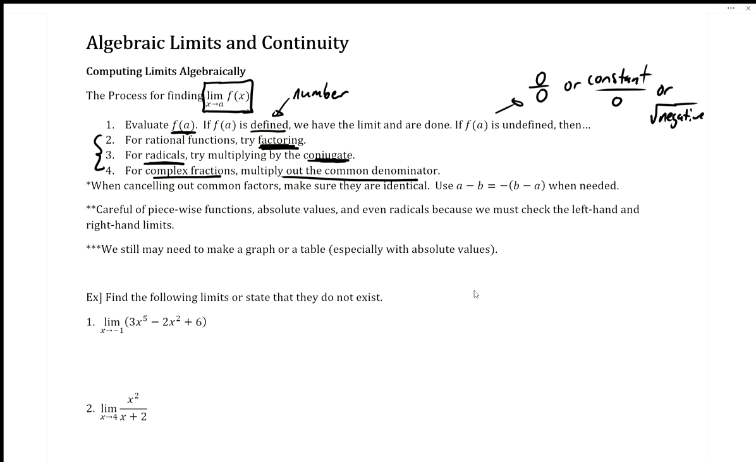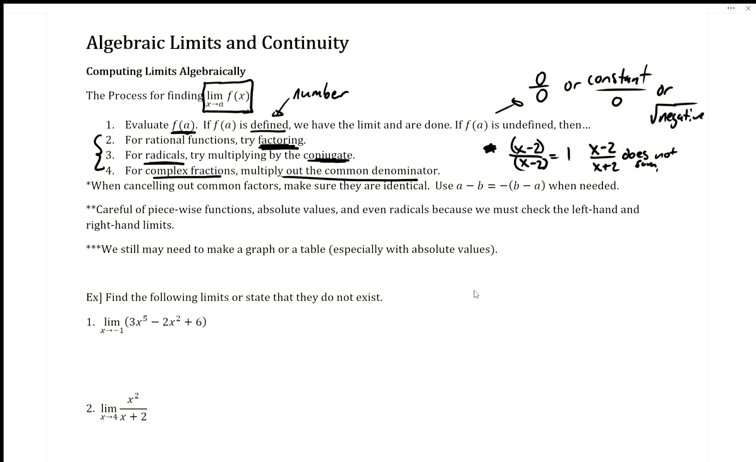There are some side notes here. When canceling out common factors, make sure they are identical. So if you have x minus 2 divided by x minus 2, we could cancel those out. They would divide to make 1. But if it was x minus 2 over x plus 2, then this does not simplify and we can't do anything.